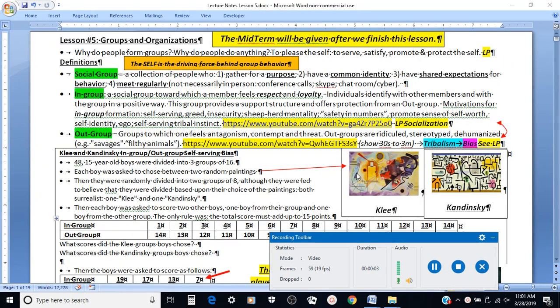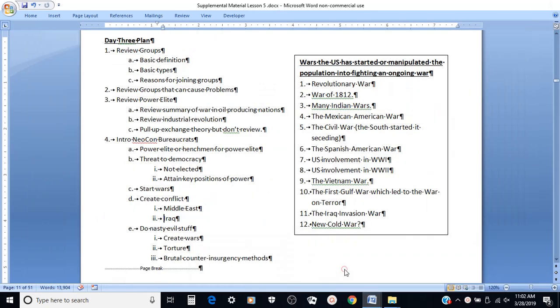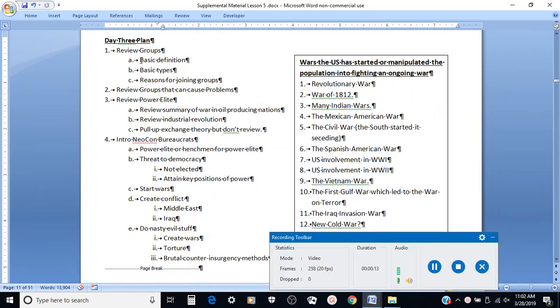Okay, this is the third part of my lecture series on groups and organizations. This is the plan for today. I want to first do a review of groups, review the groups that can cause problems, and do a quick review of the power elite. We've discussed them in the second lecture. Then we're going to introduce Neocon Bureaucrats.